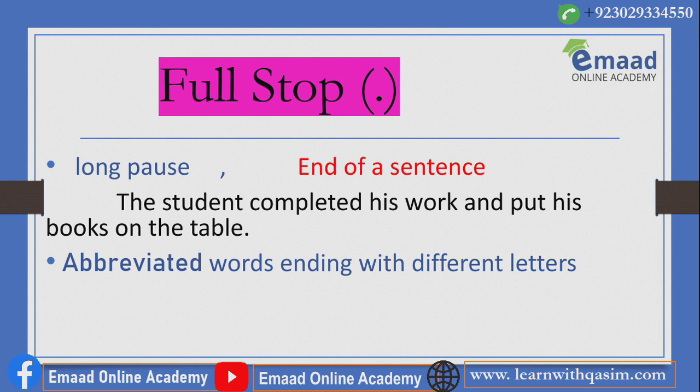A full stop is also used for abbreviated words ending with different letters. We mean a full stop is also used to indicate words that are abbreviated when the abbreviated form of the word ends with a different letter from the full form of the word. For example, we say September, but we don't use the full spelling. We use the short, contracted or abbreviated form of September. So we use a full stop at the end of these types of abbreviated words.